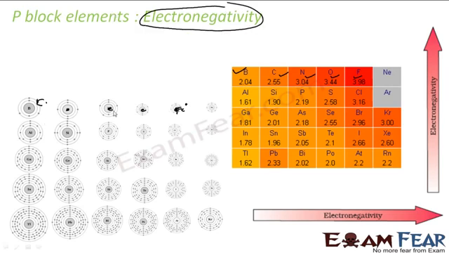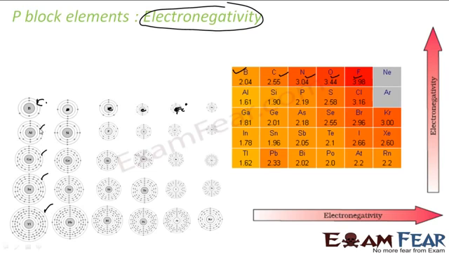So if you go from left to right, the size decreases, and also the nucleus has more positive charge. So the capacity to attract external electrons increases. So the electronegativity increases when you go from left to right. Same thing if you go from top to bottom, the electronegativity decreases. Why? The atomic size is more and the tendency to attract electrons is less. It's all about the tendency to attract electrons.